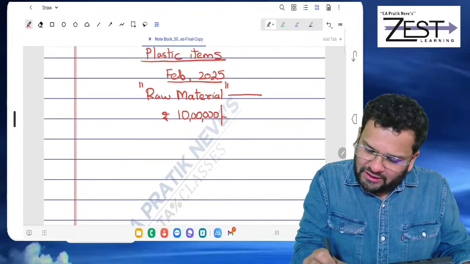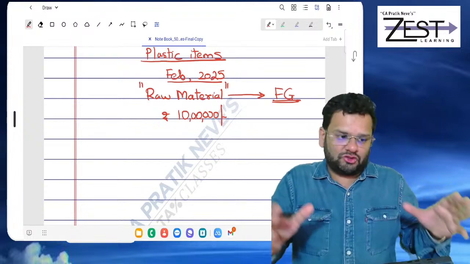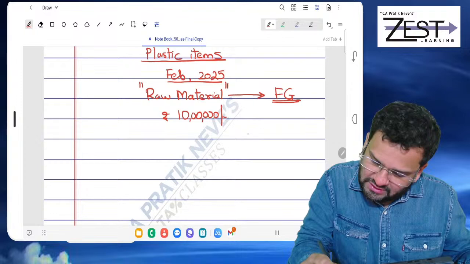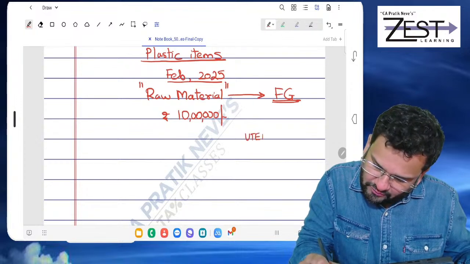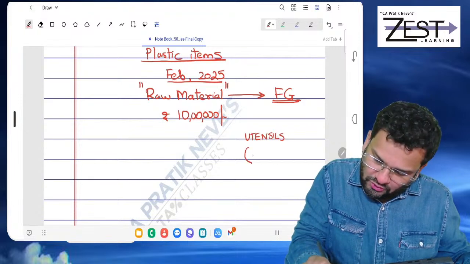Using that raw material, you have manufactured finished goods. What are your finished goods? Your finished goods are say plastic utensils, which you have sold within India.